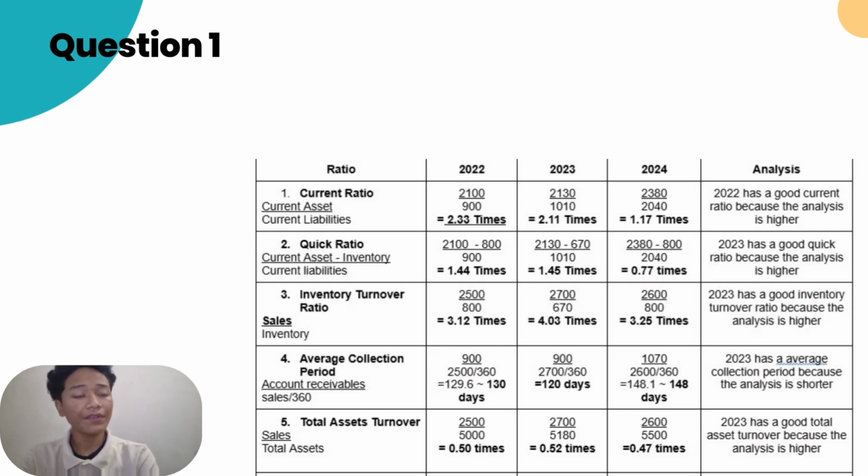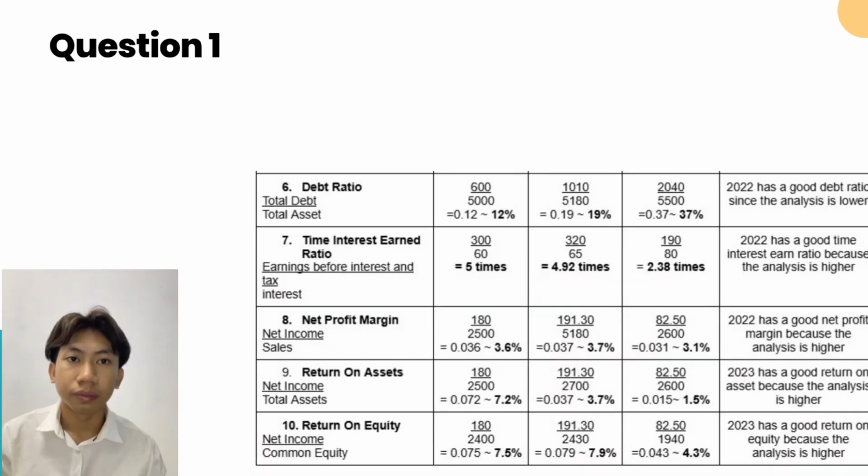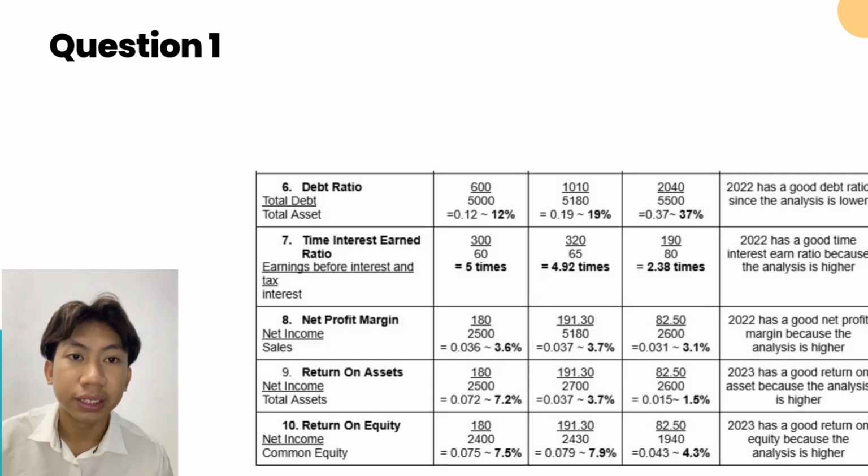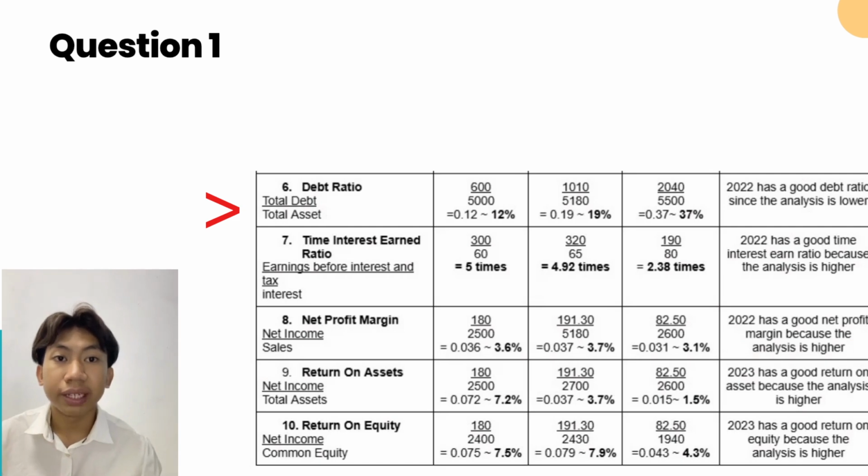For number 5, total asset turnover. The formula is sales divided by total assets. Out of the 3 years, we found that 2023 has a higher total asset turnover because the result is higher. Okay, for number 6 is the debt ratio. The formula for debt ratio is total debt divided by total assets.